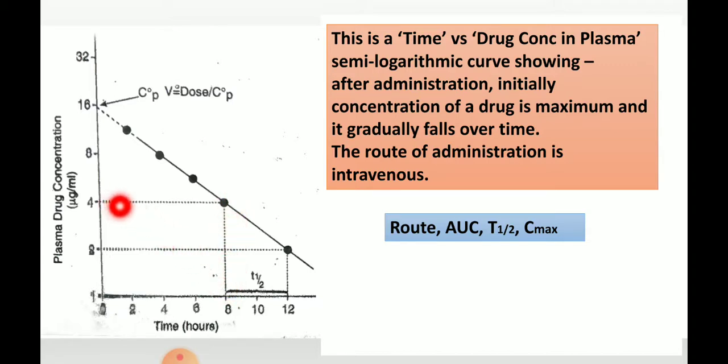Now, by the definition of T half, we know the time by which it declines by its half. So from 4 it becomes 2. That means it becomes half.